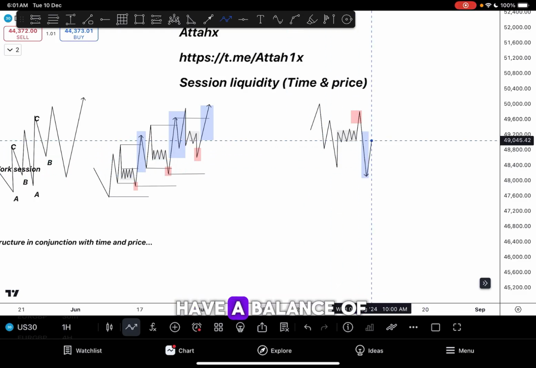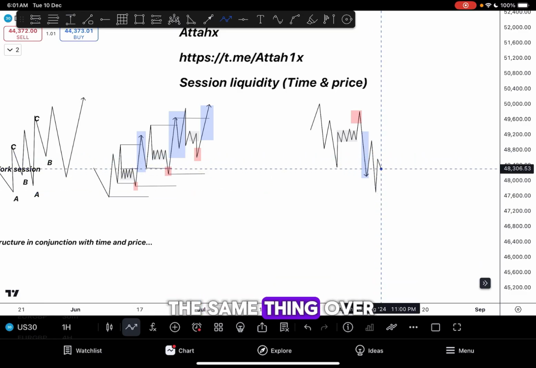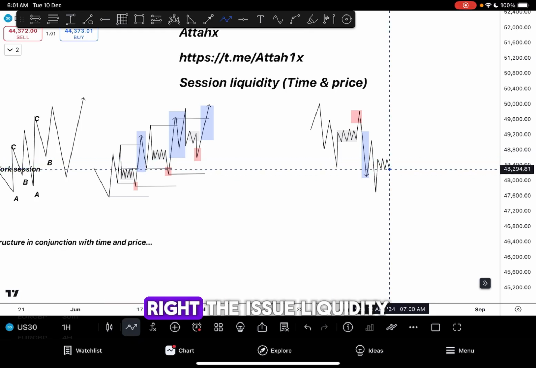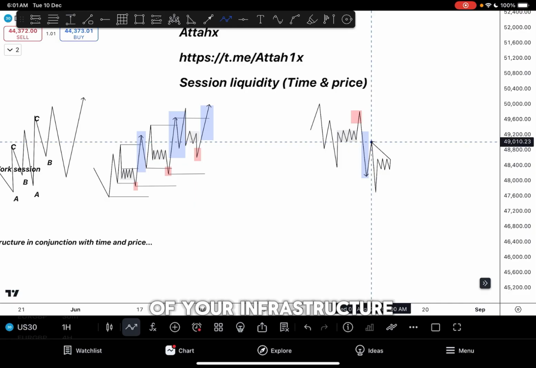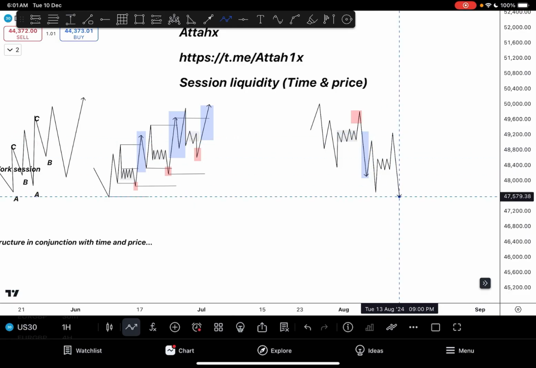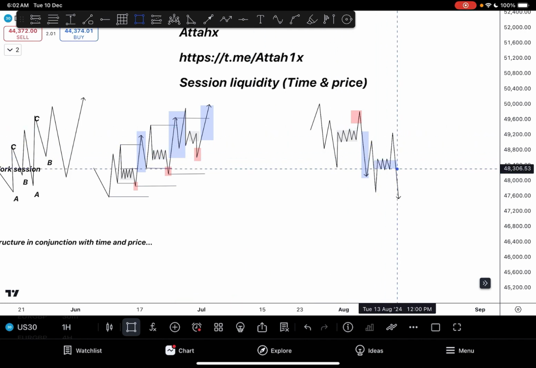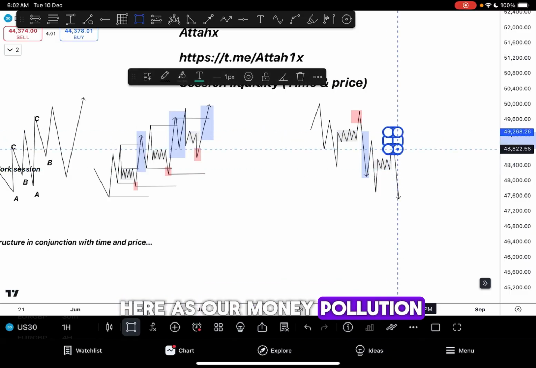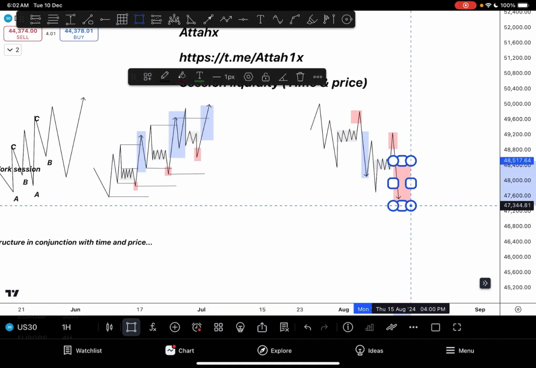After an expansion, we have a rebalance of price, right? And then we have the same thing over and over again. We expect the session liquidity, right, the Asian liquidity, to take the lows of your internal structure, right? And then we have here as the consolidation, the accumulation. We have here as our manipulation, and here as our distribution. So the same thing over and over again.